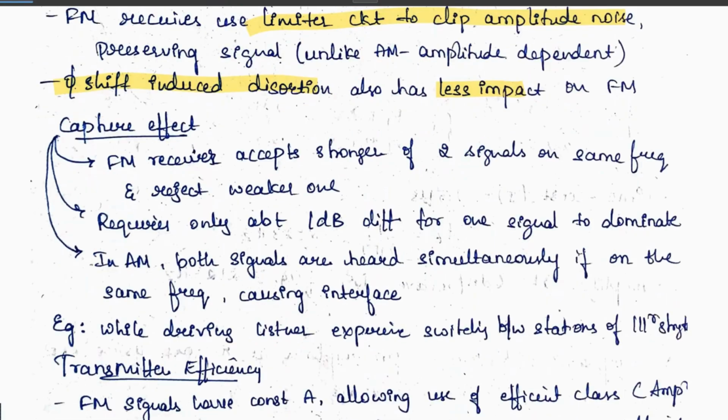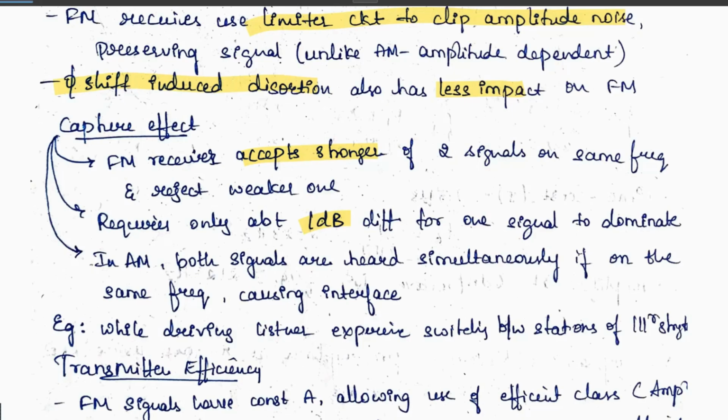Capture effect is where the frequency receiver accepts the stronger of two signals. That is, if two signals of the same frequency are there, it will accept only the stronger one and reject the weaker one. It requires only about 1 decibel difference. So with a 1 decibel difference, it will reject the weaker one, and the stronger signal will dominate.